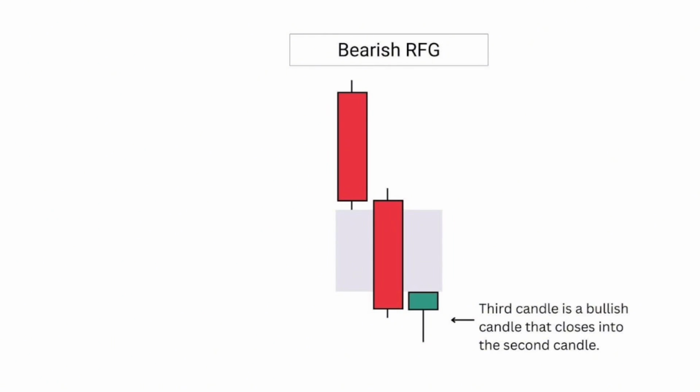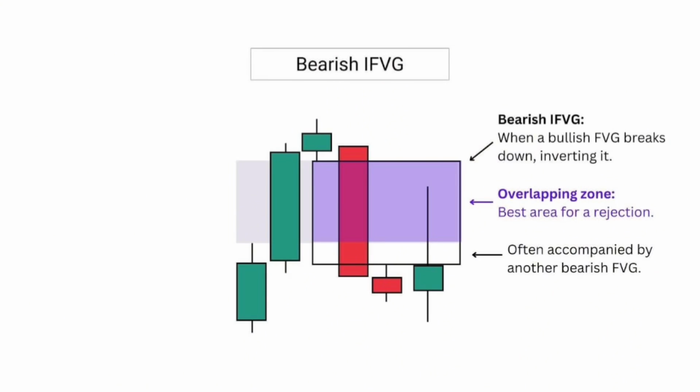A bearish rejection fair value gap is formed when the third candle closes into the second candle. This implies weakening momentum and a higher chance for a fair value gap to fail if revisited. It does not invalidate the fair value gap, but it does call for caution for traders looking to go short. And the next one is the inverse fair value gap.